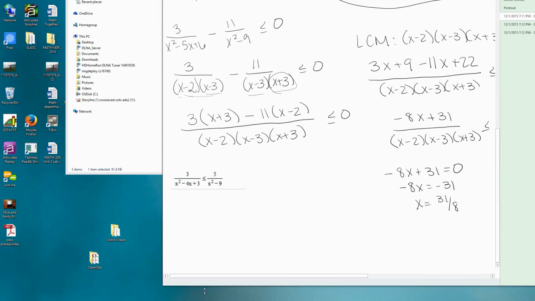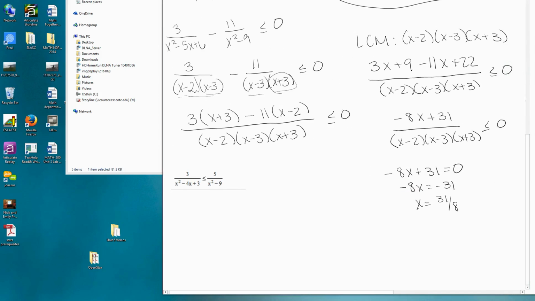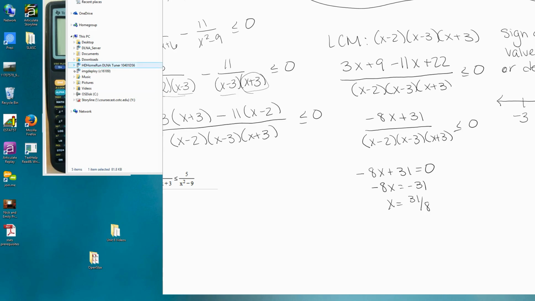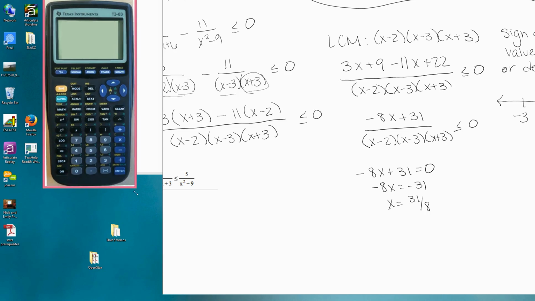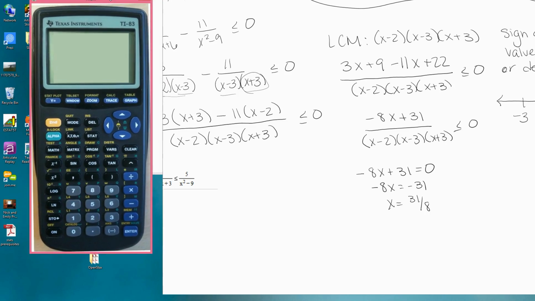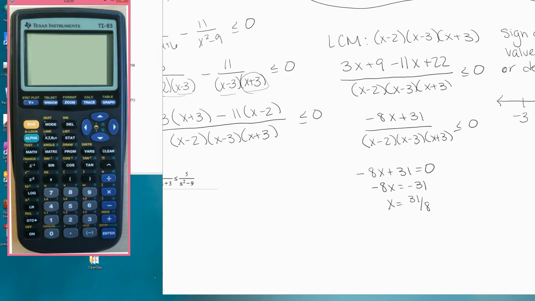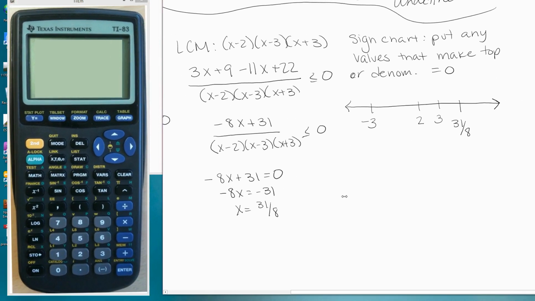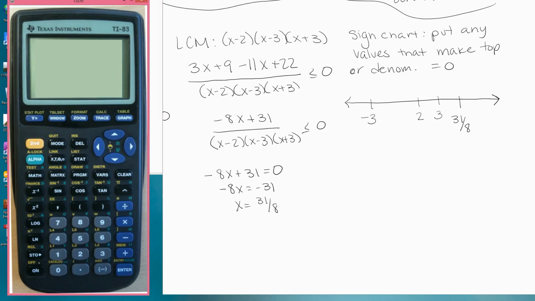So now we're going to use our calculator, and bear with me as I try to get this on the screen. Bring the calculator up. Oh, sorry, I'm not showing my sign diagram. Okay, I think we have everything we need here.